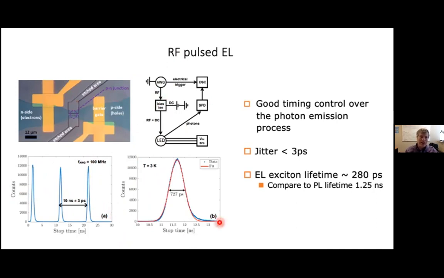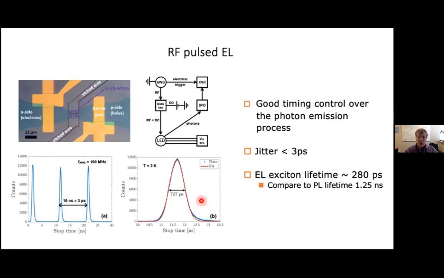But you can see that the electroluminescence peak that we detected is a little bit asymmetric. There's a tail here on the right side, and that tail is because of the finite lifetime of the excitons. It gives a decaying exponential that's convolved with the Gaussian shaped pulse. So from detailed fitting of this line shape, we estimate an exciton lifetime of about 280 picoseconds.